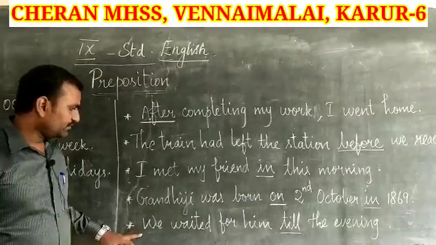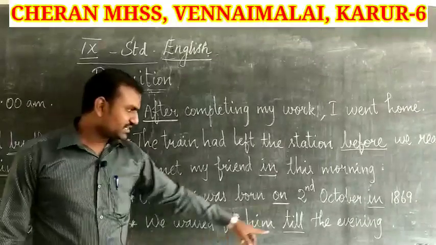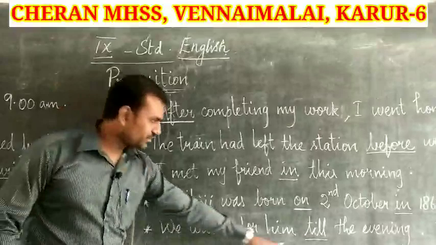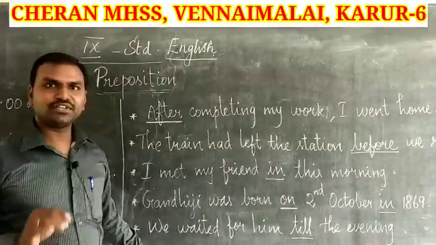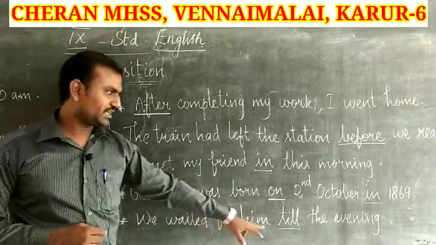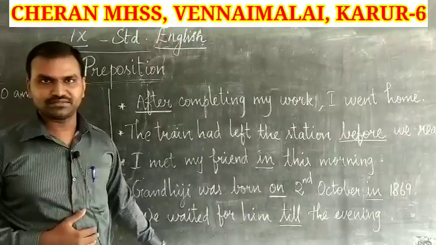Next example, we waited for him till the evening. Here till is a preposition. This preposition till refers to up to a certain time. We waited for him till the evening. That means up to evening.